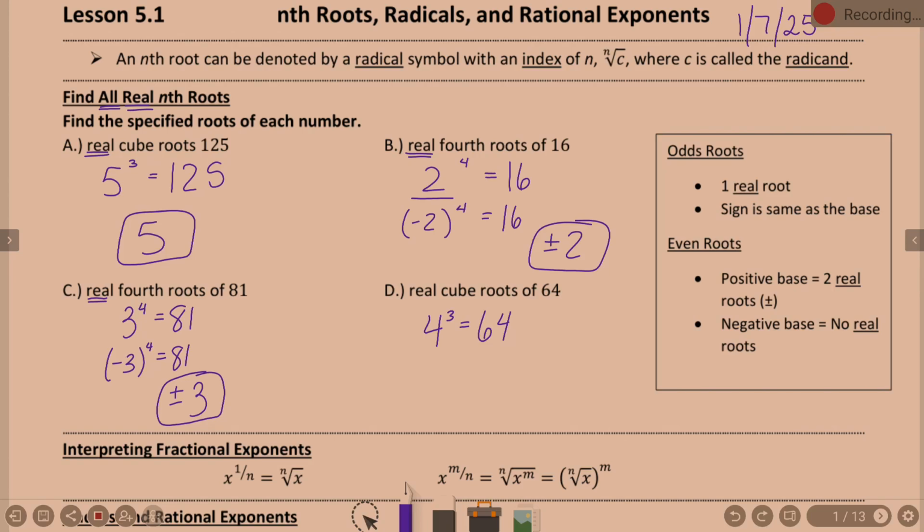Do I say plus or minus 4? No. Why not? Because it's not even. Yeah, it's odd. Right here we're talking real cube roots. So my only answer is going to be 4. Okay? So you have a little chart here to remind you. Questions? Okay, and again, if you're not figuring out how to use your calculator, please ask. They're going to be important in this chapter.